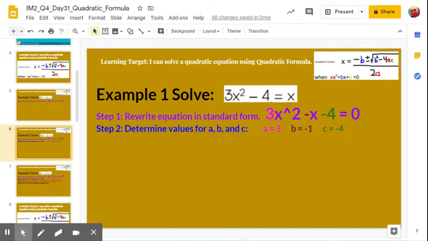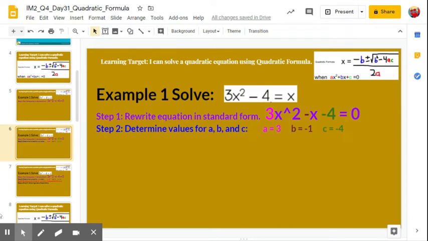B is the coefficient of x. Now be careful here. It just says minus x. Well, that's really saying minus 1x. So b is negative 1. And c is our constant, or just the number value here. In this case, it's negative 4.